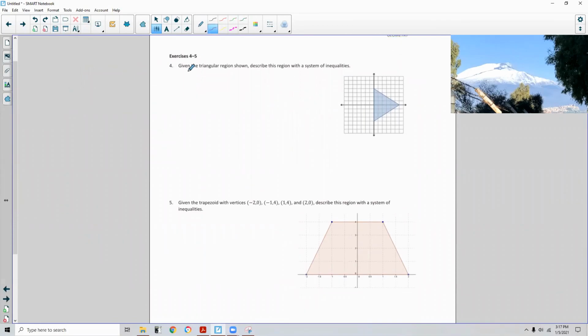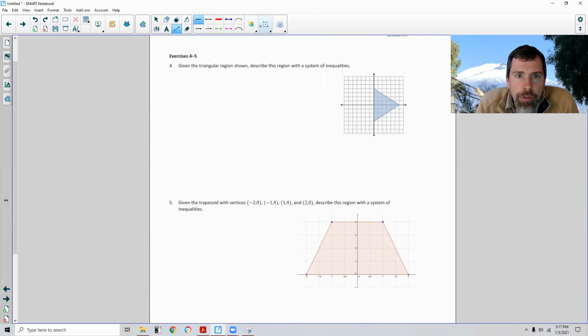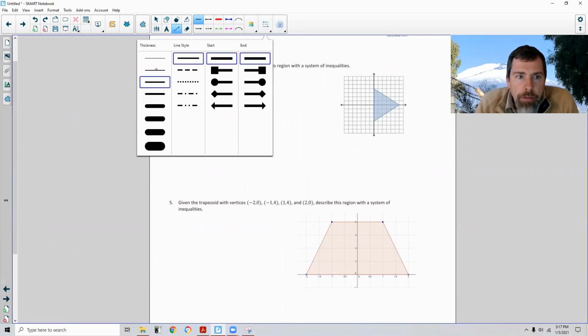Alrighty, so here we go. Given the triangular region shown, wait, where am I? Oh, there I am. Given the triangular region shown, describe this region with a system of inequalities. Okay, let's color code these for starters, and I will do the same thing with colors.